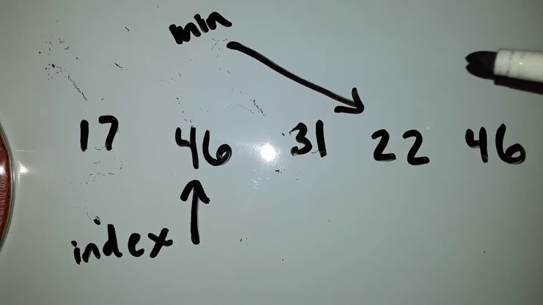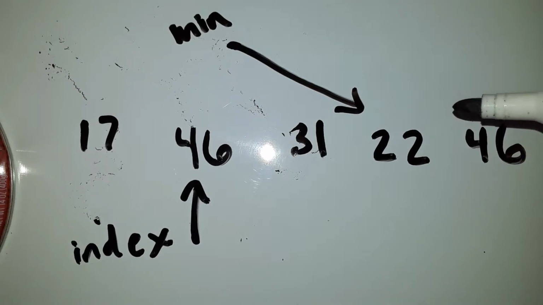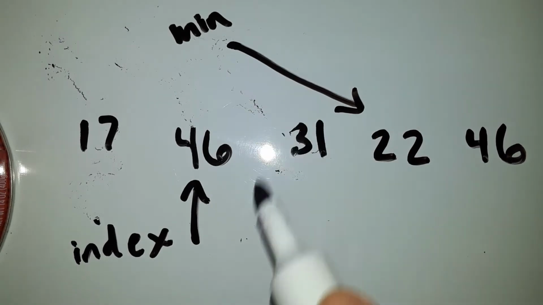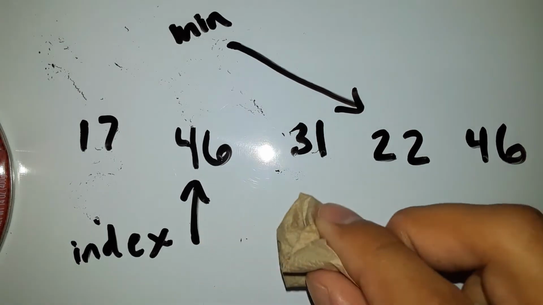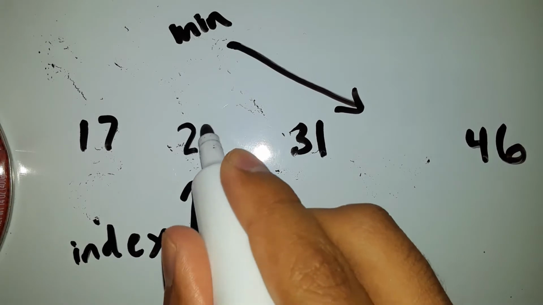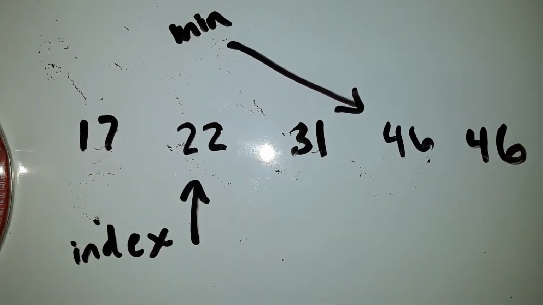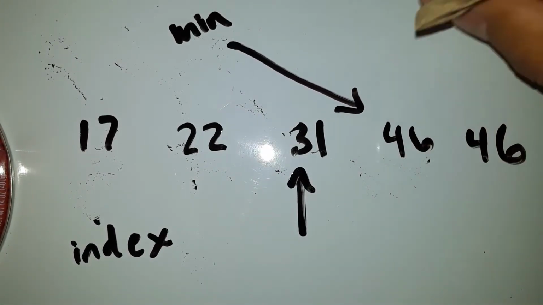Okay. Now, is 46 less than our current minimum value of 22? It's not. So then we ask, are index and minimum value pointing to the same thing now that we've hit the end of the array? They're not. So we're going to go ahead and swap what index and minimum value are pointing to. So we're going to swap the 22 with the 46. Okay. And then we update our index again. And our minimum value gets reset.